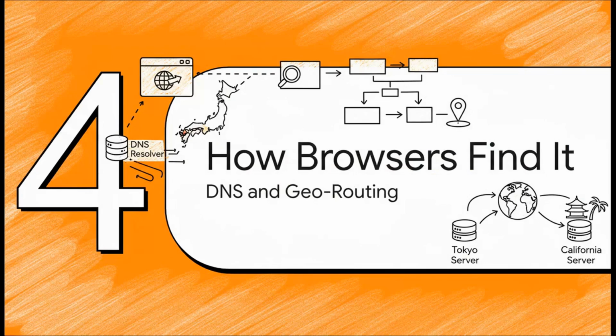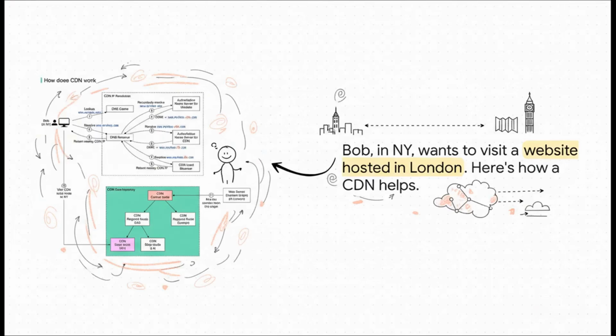So, that's the what. But what about the how? I mean, how in the world does your browser, sitting there in Tokyo, know to ask the server in Tokyo instead of the one in California? Well, the answer is this really clever multi-step dance that involves the Internet's phone book, the Domain Name System, or DNS. Now, this diagram might look a little complicated at first, but don't worry, we'll walk through it.